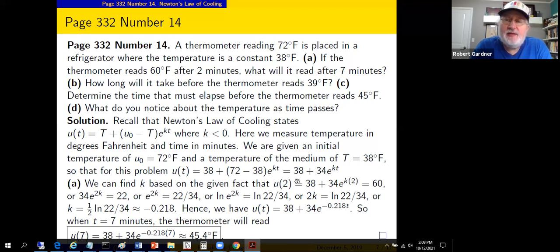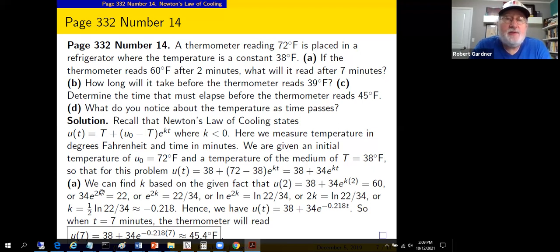72 minus 38 is 34. Yeah, that checks. So 38 plus 34 e to the kt equals U of t. So it's not exactly an exponential function because of the plus 38 that's involved, but basically an exponential function. We'll do quite similar manipulations to what we've been doing.